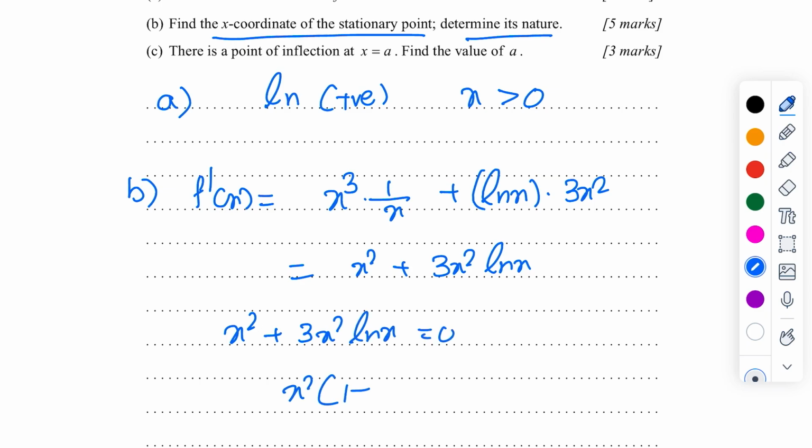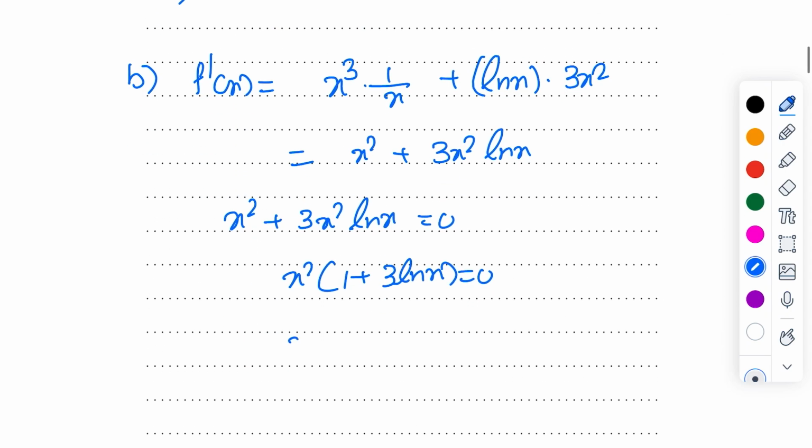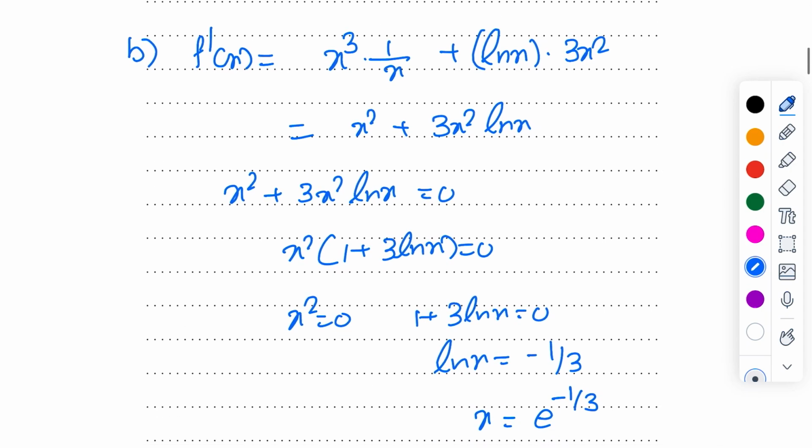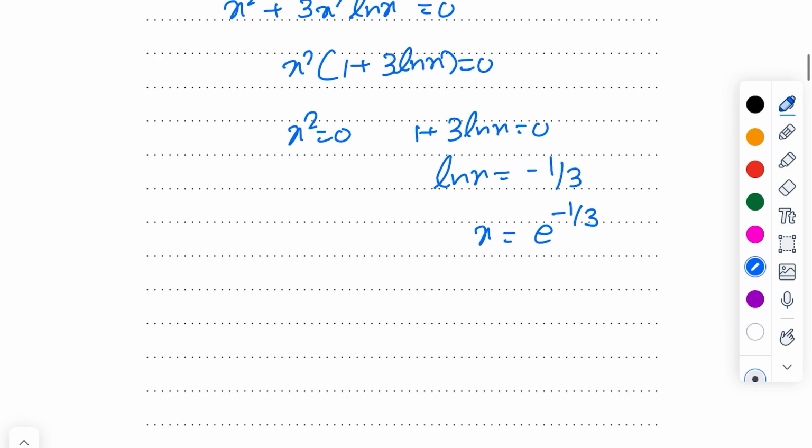So x squared common, 1 plus 3 ln x equals 0. So x squared equals 0 or 1 plus 3 ln x equals 0. So ln x equals minus 1 upon 3, x equals e to the power minus 1 upon 3. That is the x coordinate. Now in order to determine the nature, we need to find it out.